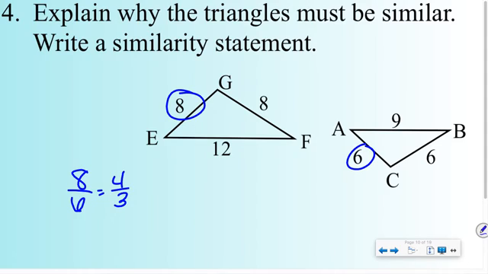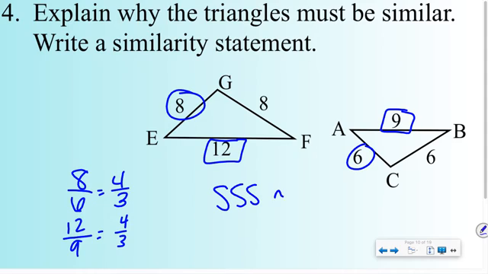Yes, okay. And then 12 in my first triangle would have to correspond with what? 9. Those are the longer sides. 12 and 9, I can reduce them both by 3, and that would also give me 4/3, right? Do I really have to check 8 to 6 again? No, we already did it. So are these triangles similar? Okay, what's our explanation? Side, side, side similarity.